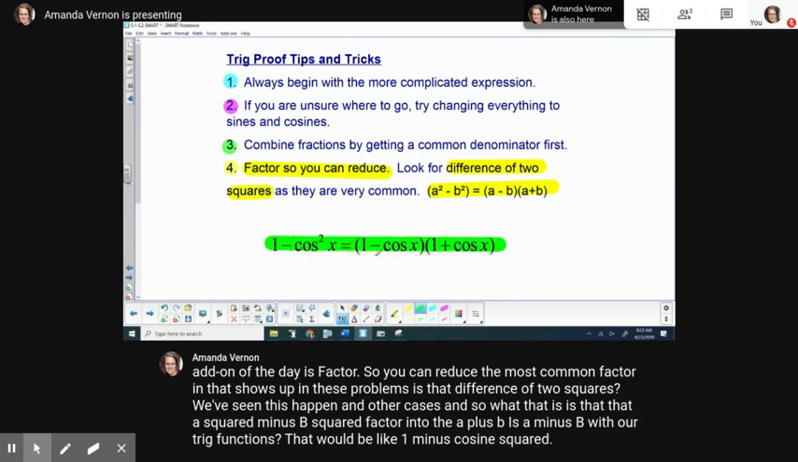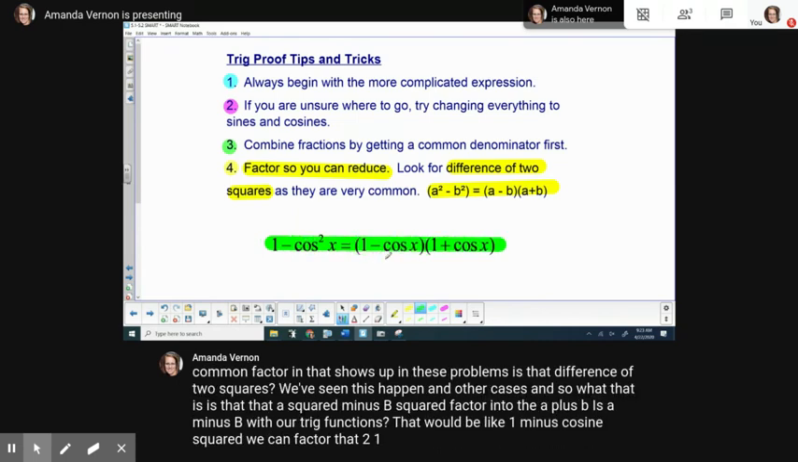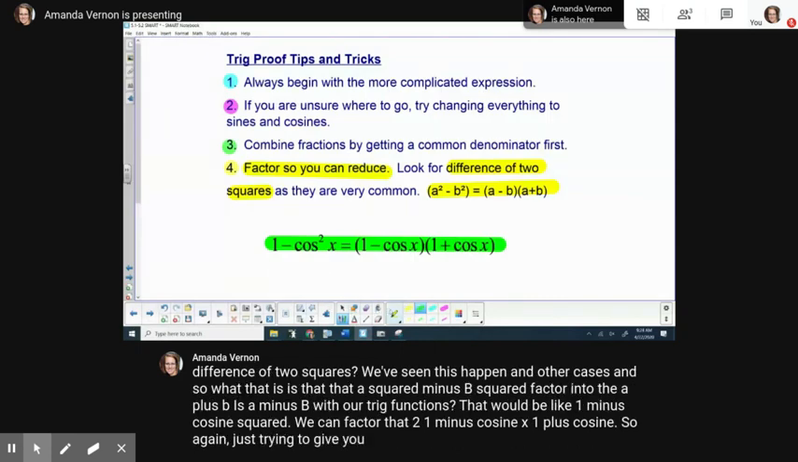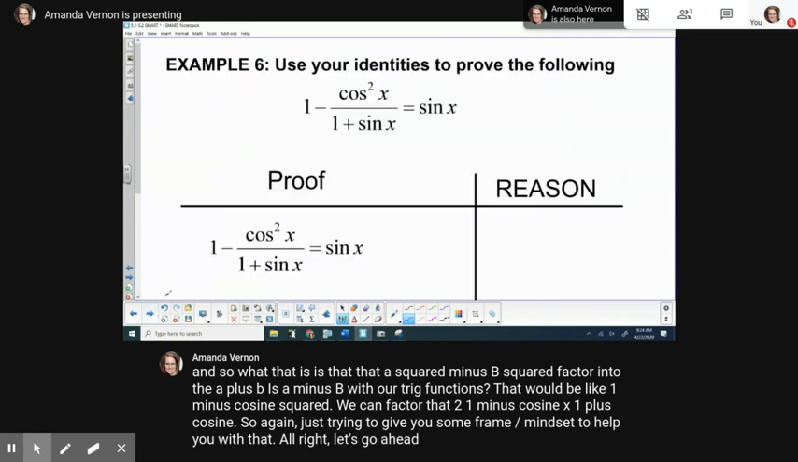We can factor that to 1 minus cosine times 1 plus cosine. So again, just trying to give you some frame slash mindset to help you with that. All right, let's go ahead and move into a problem.